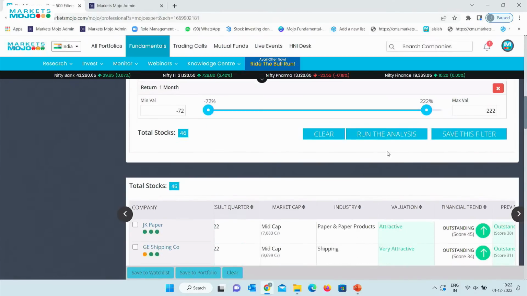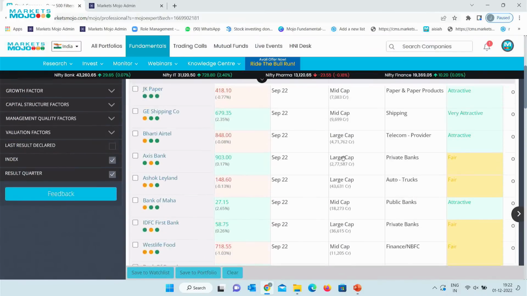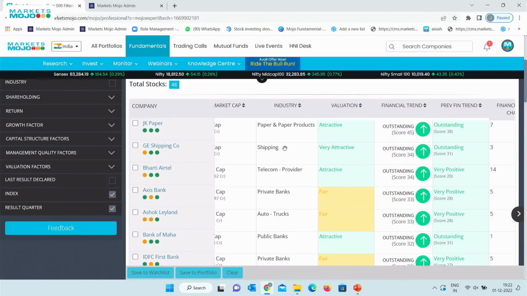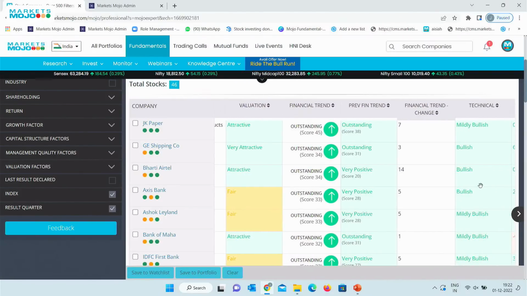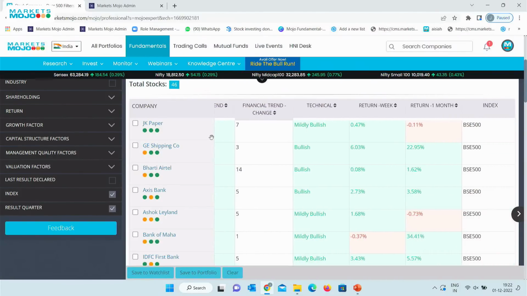This is second, I think a slight glitch here. These are the list of stocks that have improved, with very attractive or fair valuation, and also technical bullish and mildly bullish. Look at how these companies have performed. JK Paper, I think, is also part of our top stock list. Let's look at the 1 month period performance of these stocks.